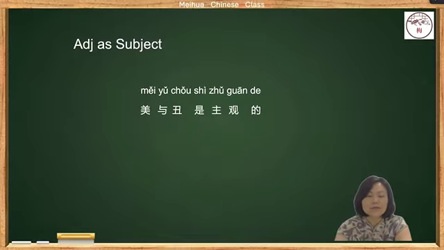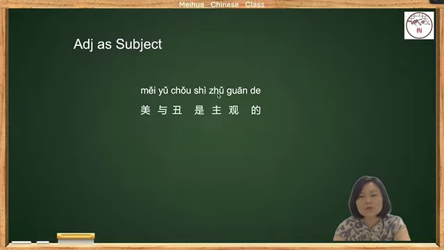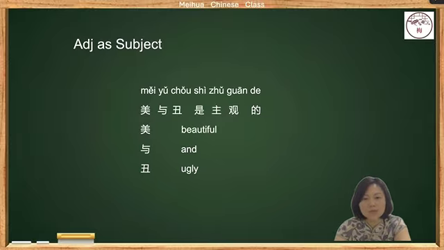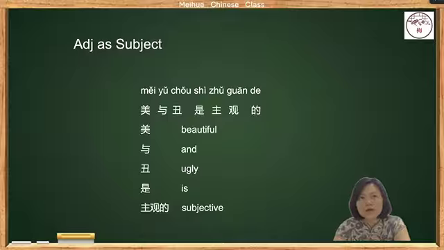Here is another example of an adjective working as subject. 美与丑是主观的。美与丑是主观的。What does it mean? 美 means beautiful. It's an adjective. 与 means and. 丑 means ugly. 是主观的, subjective. Here also the subject is 美与丑. It's two adjective words, right?